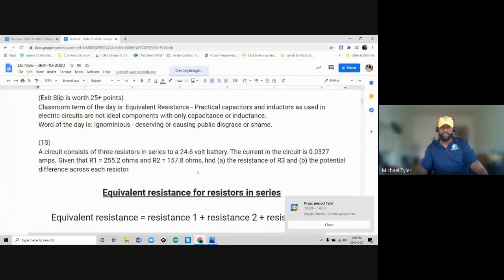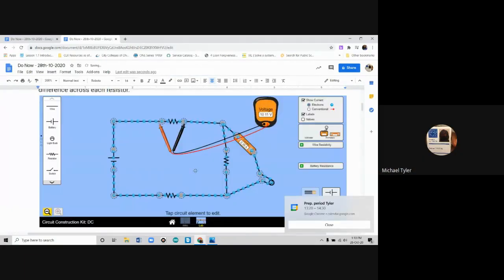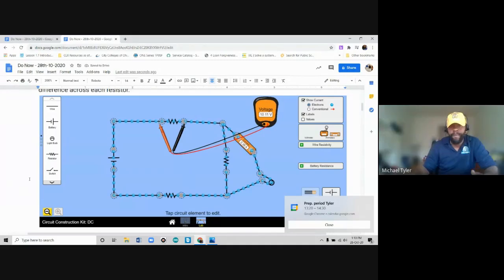And as the French say, et voila, it'll pop up into your document. It says creating images. So there it goes. Bam. And it's inserted into your document, so you're good.